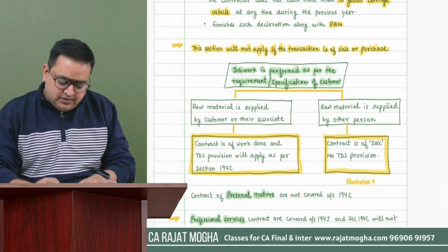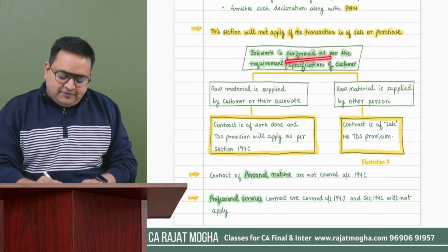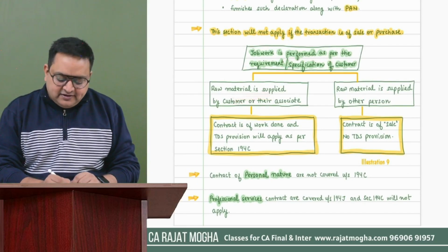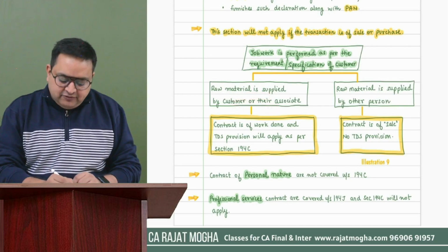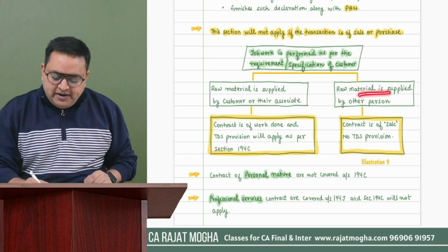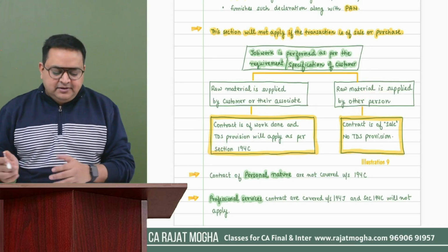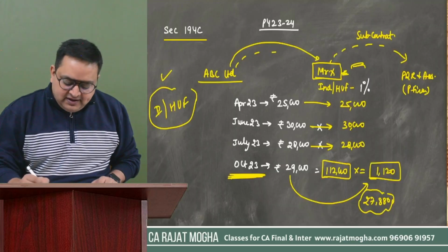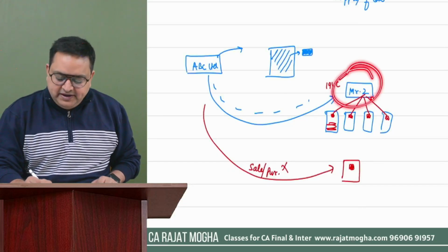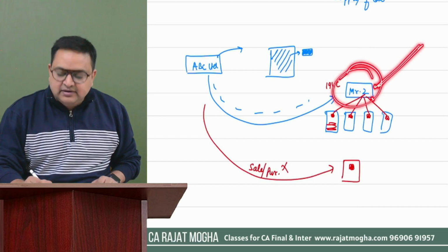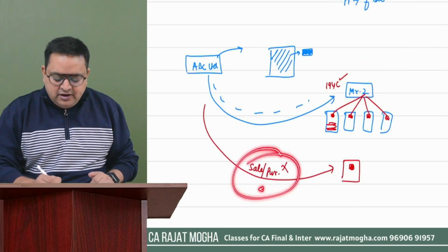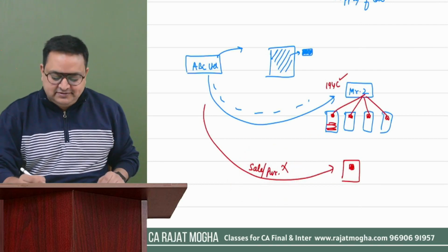See, job work is performed as per the requirement specification of the customer. If the raw material is supplied by the customer or their associates, TDS will apply. But if the raw material is supplied by another person, meaning Z is arranging this raw material on his own, getting it from somewhere else, then in that case TDS will not apply. It will be a simple transaction of sale and purchase. Got it?